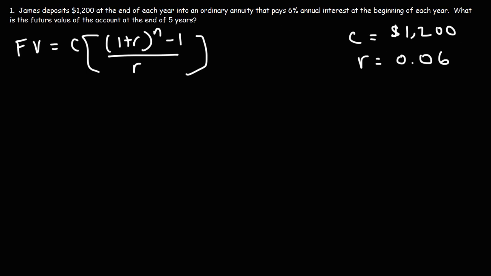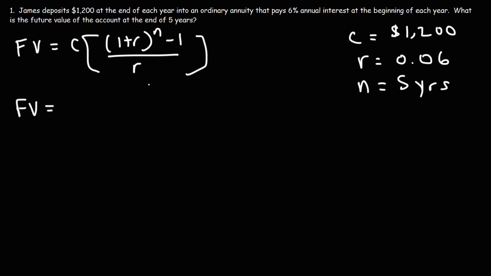Now the annual interest is paid at the beginning of each year. So his first deposit doesn't receive interest until the second year. So thus, after he makes 5 deposits, he's only going to receive 4 interest payments in a time period of 5 years because he missed the first interest payment at the beginning of the first year. Now the next thing we need is n. N is the number of years in this case because the deposits are made on an annual basis.